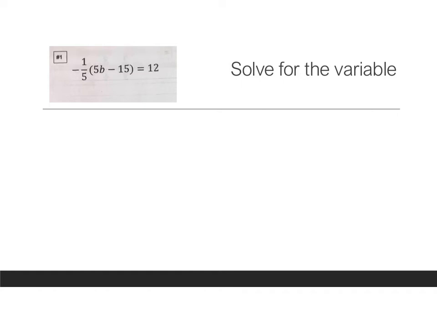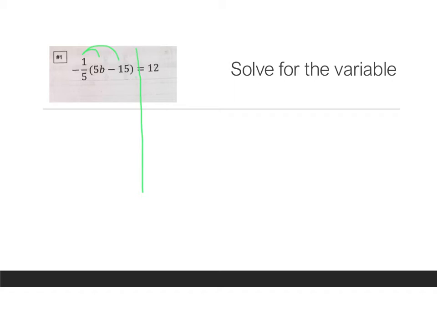So we've got a negative 1/5 outside of our parentheses, and then 5b minus 15 in parentheses equals 12. So remember, before we solve an equation, we need to look at the side that has the variable and we need to simplify that side. So that would be over here, our left-hand side of our problem. We need to simplify this before we can solve anything. So since we've got a fraction, negative 1/5, right outside of our parentheses, we are going to distribute our negative 1/5 into our parentheses to simplify that.